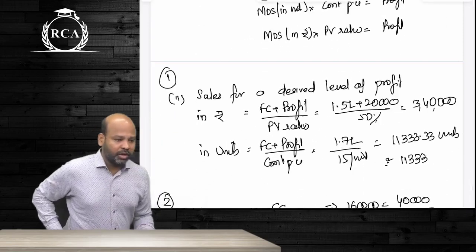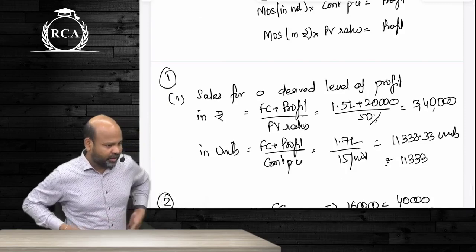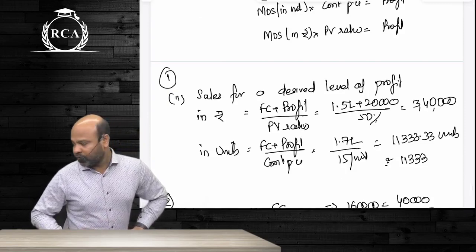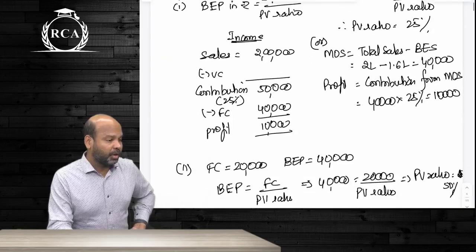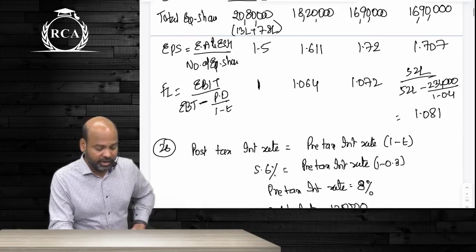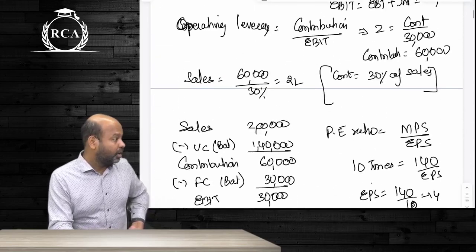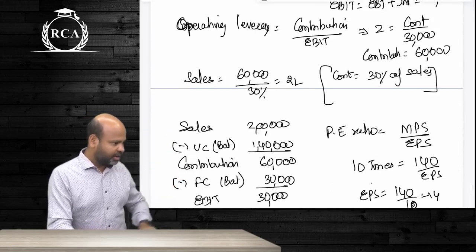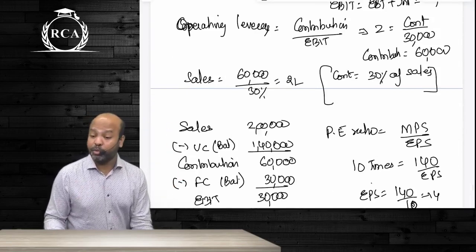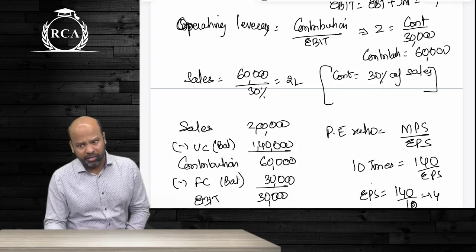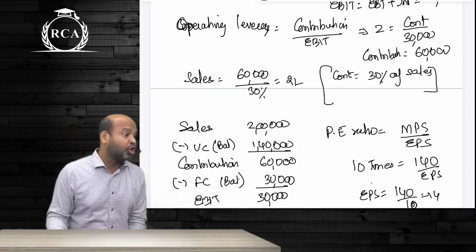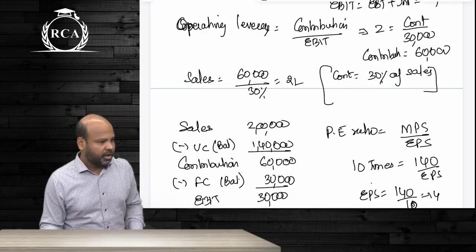So this was all in relation to a single product. After this, we moved on to the concept of multiple products. I also told you the relation between margin of safety and leverages. If margin of safety is given in proportion of total sales, 1 divided by margin of safety, guys, will become your operating leverage. Are we clear?